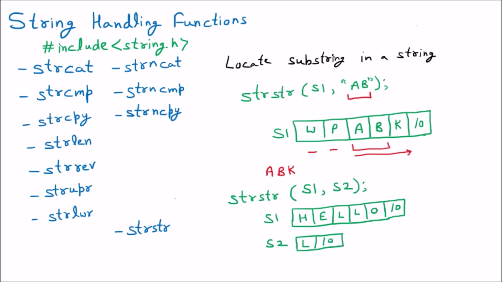Now the meaning is that we are going to find out S2 inside S1. So S2 is L. So we are going to find out where the first L is present. So it is not the L, it is not the L. Yes, this is the first L. Now from the first L till the end, until we find the /0, it is going to print that substring. So the answer of this will be LLO. So this one is the substring, finding the substring. So these are all the string handling functions in the C programming.